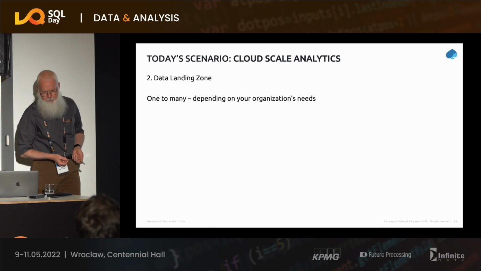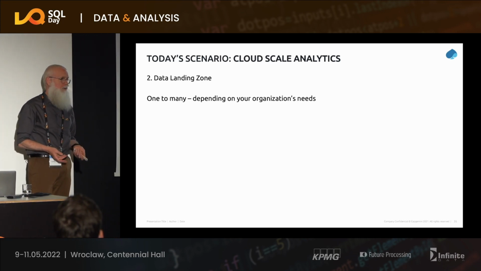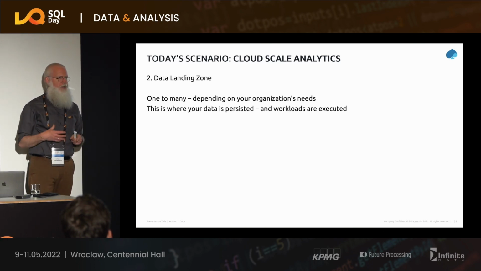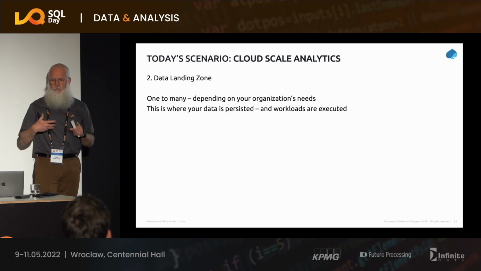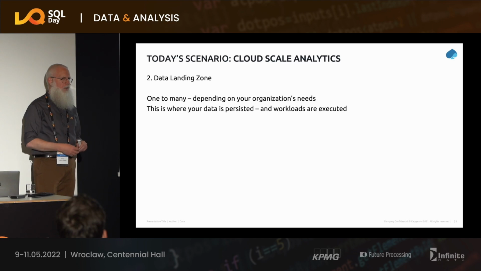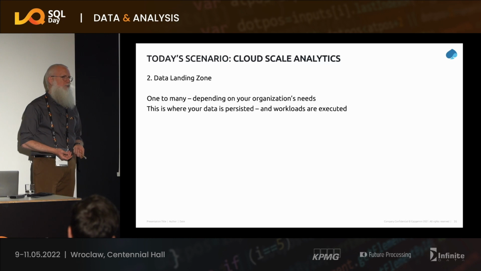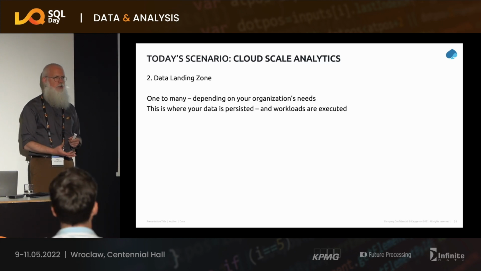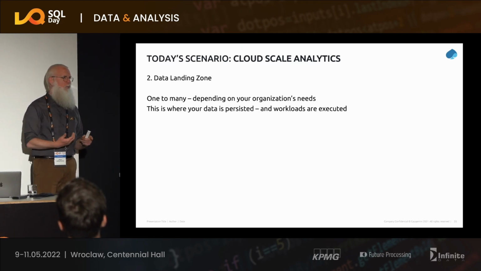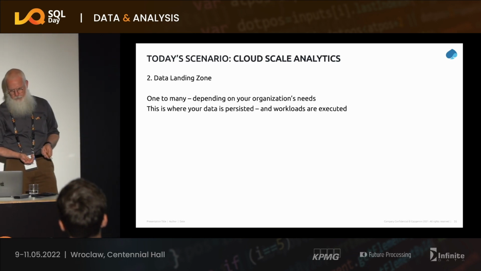Then you have your data landing zone. And the data landing zone is a one-to-many, so you can have 10 if you want, or 20. It doesn't matter, that depends on what your needs are. And that is your central subscription for persisting data and running your workloads. So that's a single subscription or many subscriptions doing, again, if you want to have a data mesh kind of architecture, you want to have multiple data landing zones depending on the domains in your business and the various operating models of your product teams.